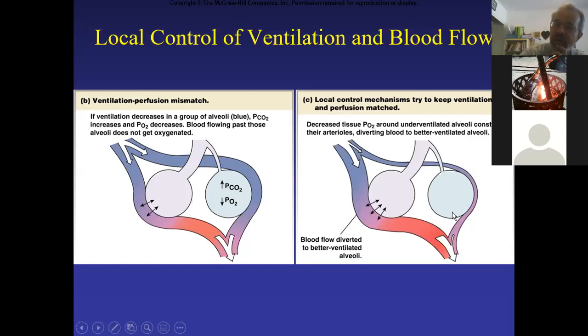You notice the response to a poorly functioning alveoli is to constrict the vessel that's going to it, which will divert more blood. Look at the size of that diameter there, to this alveoli. So basically what we're saying is the response to a malfunctioning alveoli or respiratory area is to divert blood from this underventilated alveoli to a better ventilated alveoli. And that's more of what we call a local response. Works out really well.